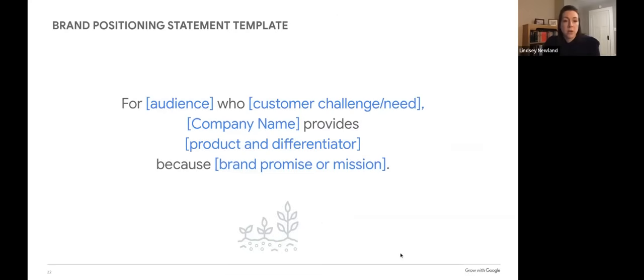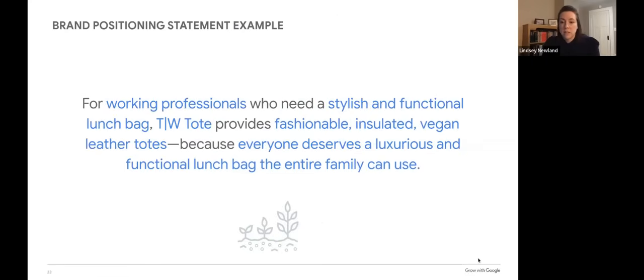So I'll give you a really great example that's specific to TW Tote, since we've been talking about them this whole time. It's for working professionals who need a stylish and functional lunch bag. TW Tote provides fashionable insulated vegan leather totes because everyone deserves a luxurious and functional lunch bag the entire family can use.